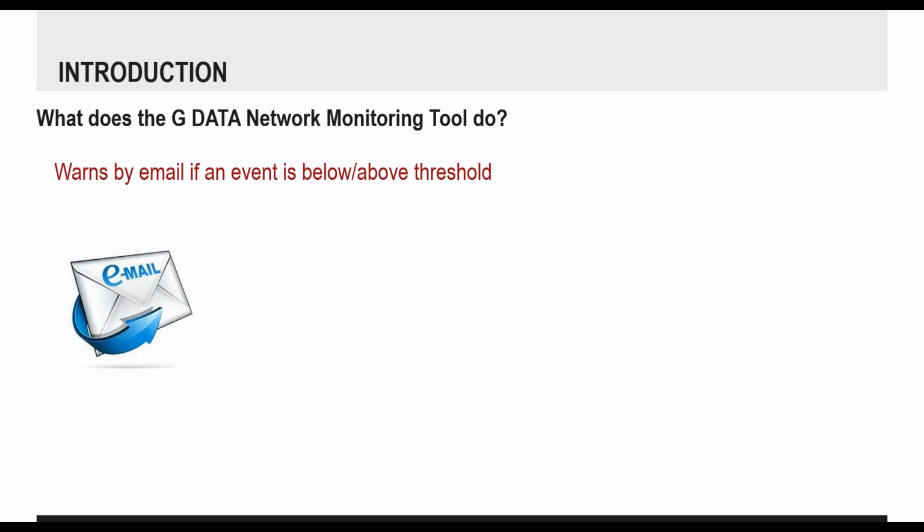So what happens is, if you're monitoring something, you'll set a certain threshold. And if an event or a process goes above this threshold or below this threshold, it will send an email to a specific person to warn them that this threshold has been reached.